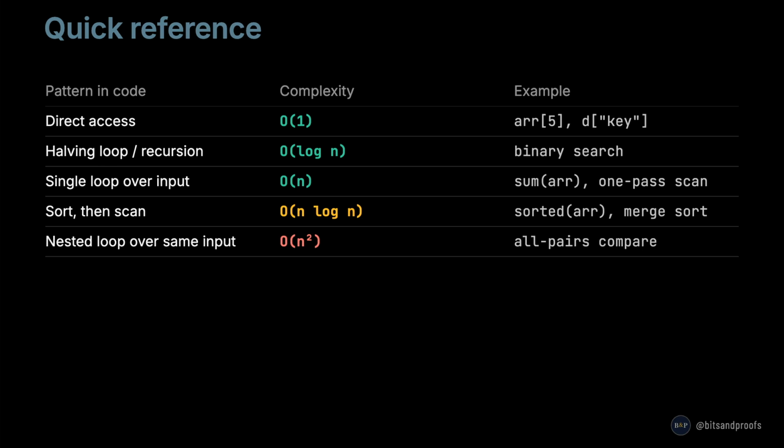A nested loop over the same input is O of n squared. Watch for this in code review. The single biggest source of slow production code. Branching recursion with 2 recursive calls per step is O of 2 to the n. Exponential, almost always a sign that we need memoization or dynamic programming to bring it back down. Save the slide.